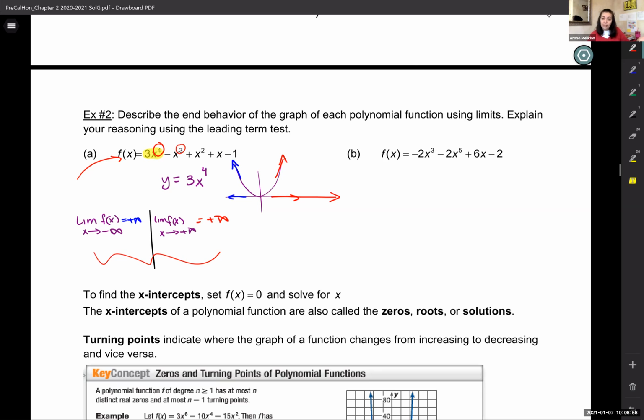Because of that, because infinity to the 4 is so much bigger than any of the rest, at the infinities, you can pretty much ignore all of the other terms. They become what we call negligible, which means can be ignored, right?